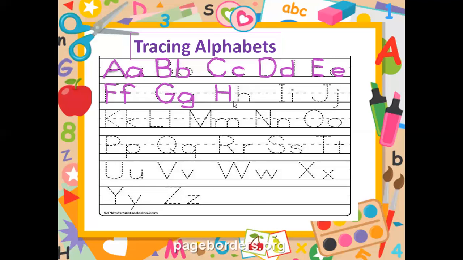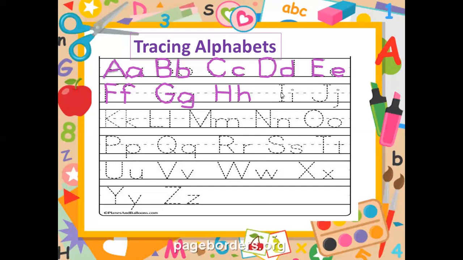Now, a lowercase letter h. How will you write the lowercase letter h? A standing line and then a small curve from the middle that you will convert into the standing line, just like this. Watch it once more. Standing line and then curved line that you will convert into the standing line.